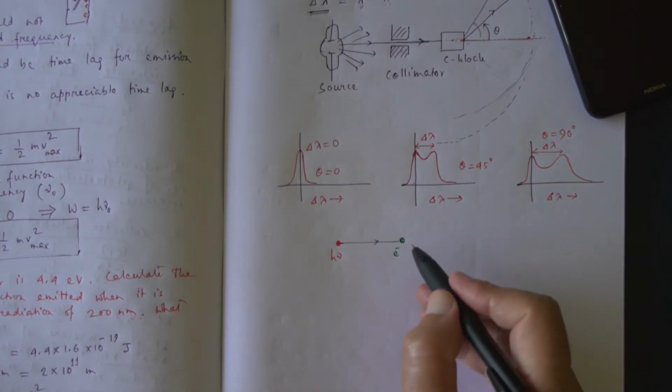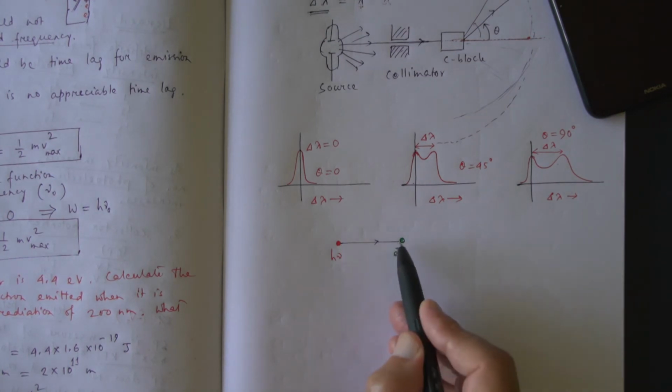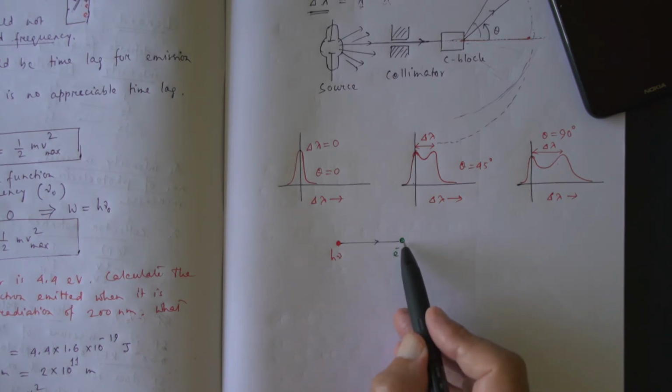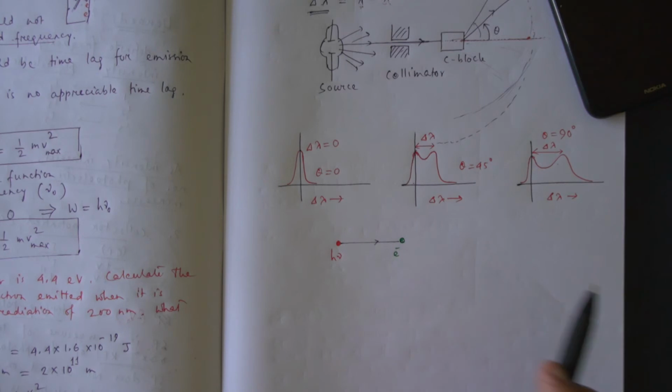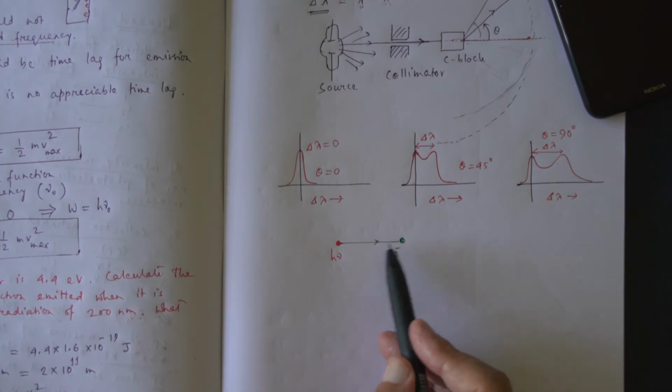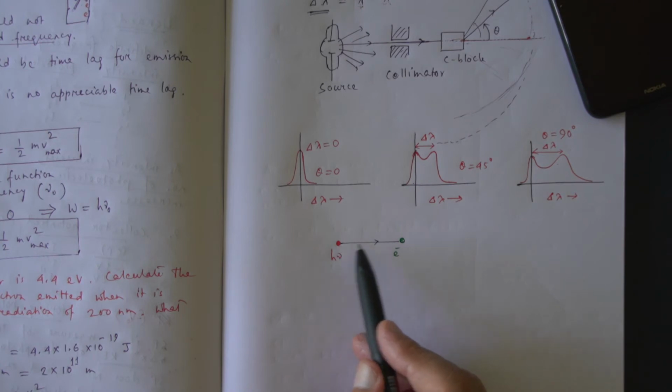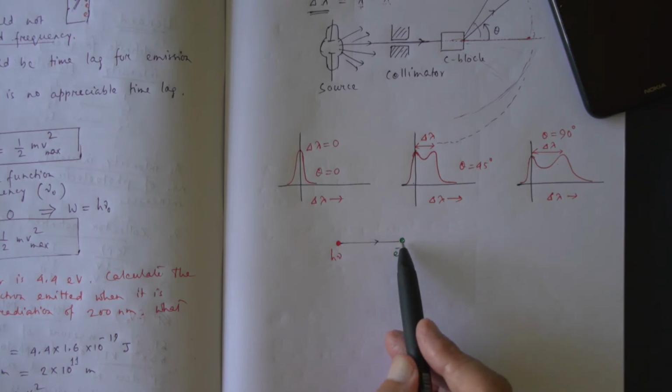Just like the coins and striker in the carom board. As a result of collision, this is an elastic collision between the photon and the electron in the carbon block.